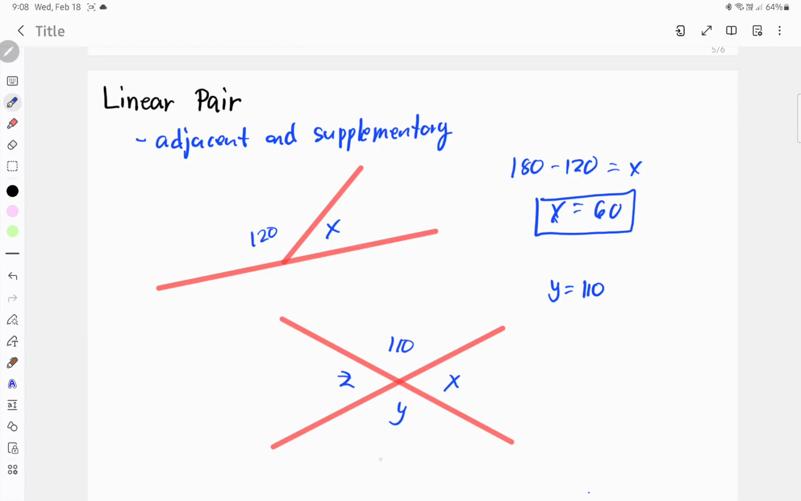So if this is 110 as well, this would look like 360 minus 220. So 360 minus 220, that would be 140. So this would be 70, and then this is 70 as well. Remember, 180 minus 110, so x would be 70, and then z is also 70, because 180 minus 110. So that's how you solve angles in relation to the angle pairs.